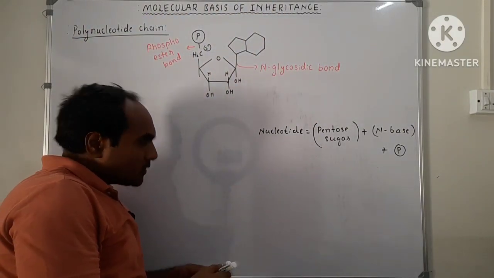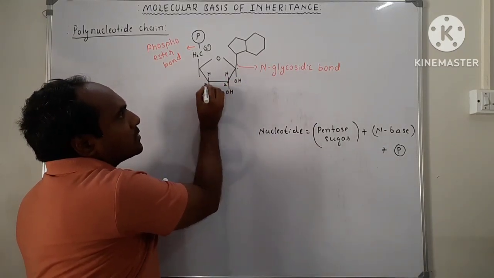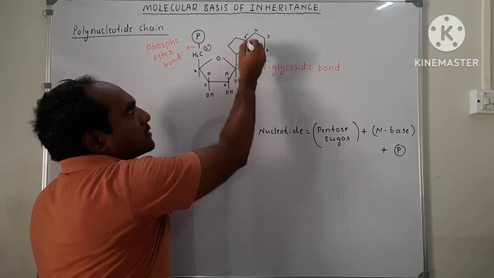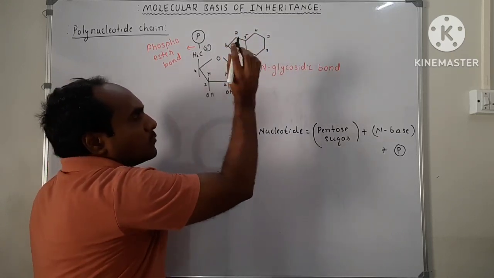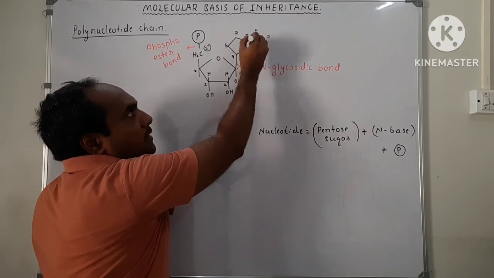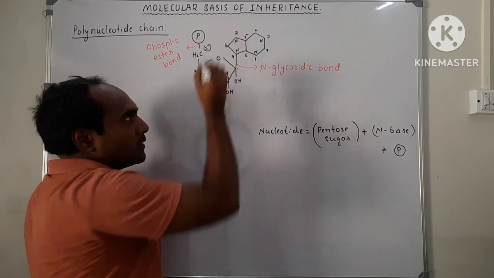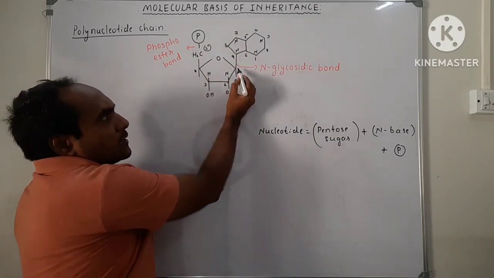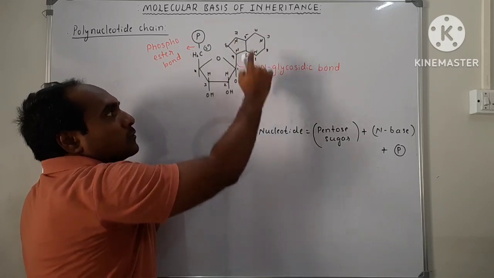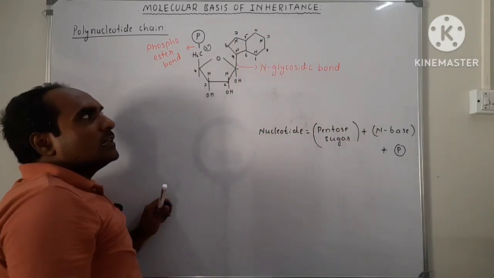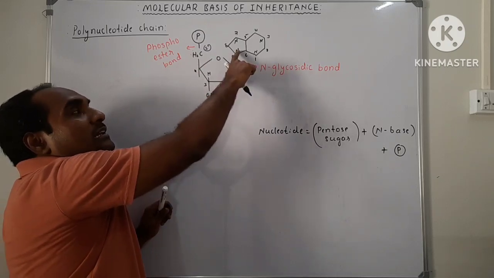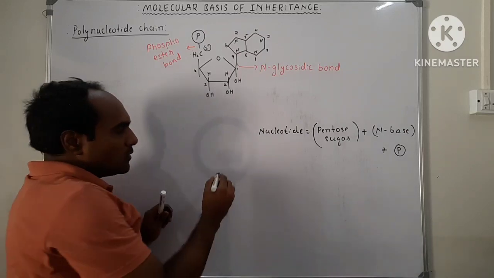And one more thing you should remember here. This is the first carbon atom, second, third, fourth, fifth. And in the purine this is first, second, third, fourth, fifth, sixth, seven, eight, nine. We know that nitrogen is present at the odd numbers except five. Whenever a nucleotide is formed, the first carbon atom of pentose sugar links with the ninth nitrogen atom of purine with the help of an N-glycosidic bond.